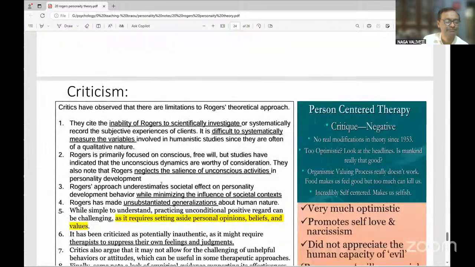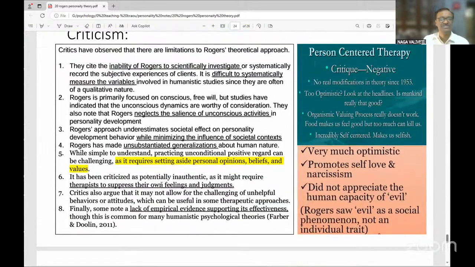So here the criticism is that it is too focused on the positive elements of human beings, very optimistic, and promotes self-love so that people can become narcissistic in this theory. It did not appreciate the evil or negative part of humans. But he contributed a lot, and even people say that he deserves the Nobel Prize, not only for his theory but also for his activities in promoting peace with humanistic elements.